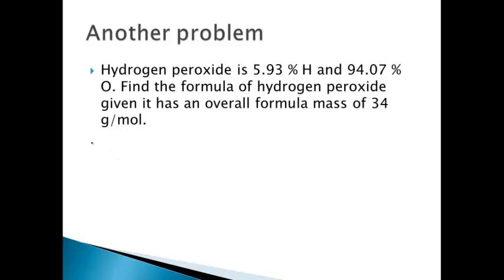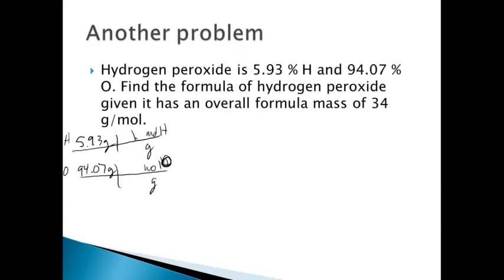Okay, we're going to do the same thing here. It gives us the percentages, and it gave us our overall molar mass. So I've got hydrogen at 5.93 grams, and I've got my oxygen here at 94.07 grams. I'm going to take grams and convert them to moles for both of these. All right, grams and moles together.